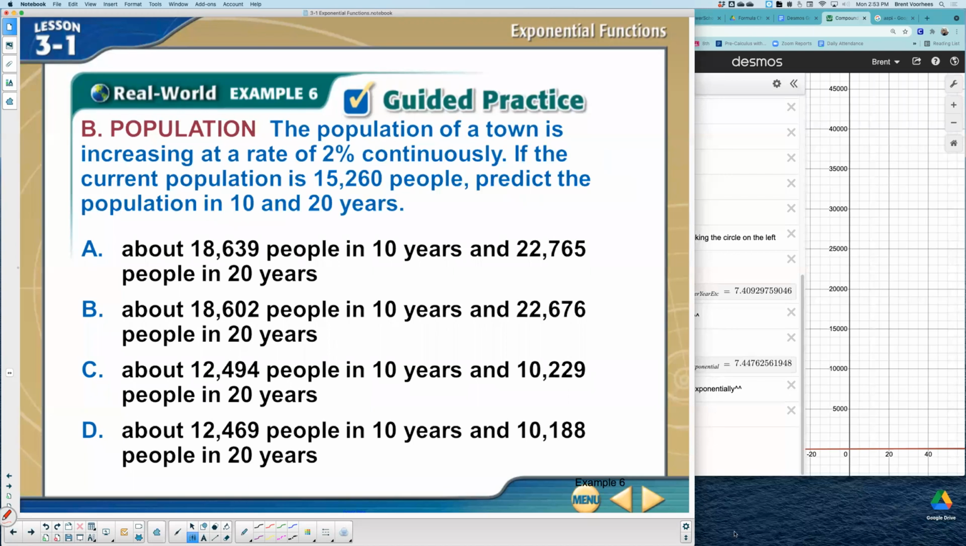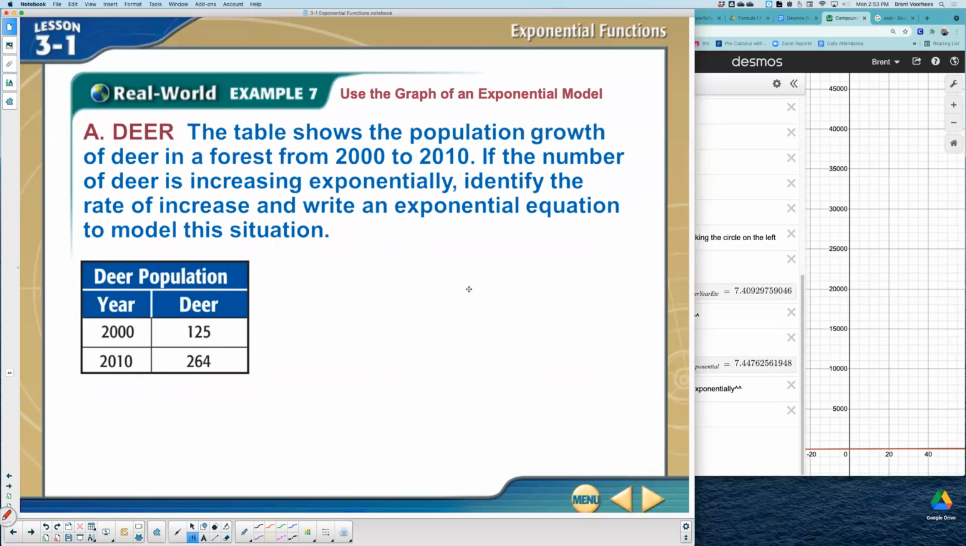And part B. Example 7. There's a table here and we have to come up with an equation. It says the table shows the population growth of deer in the forest from 2000 to 2010 if the number of deer is increasing exponentially.